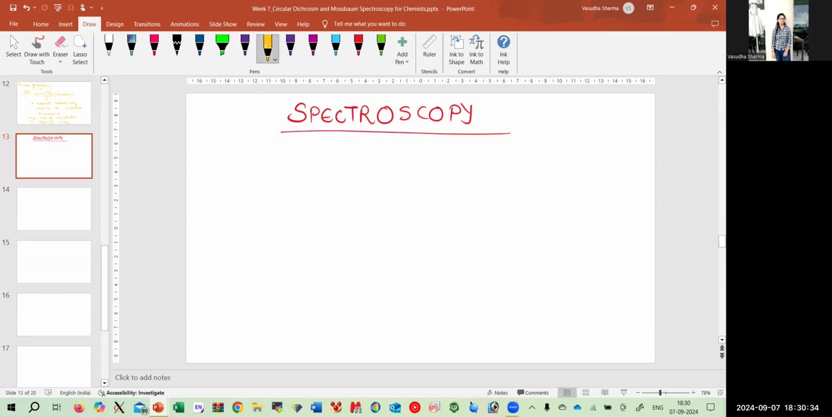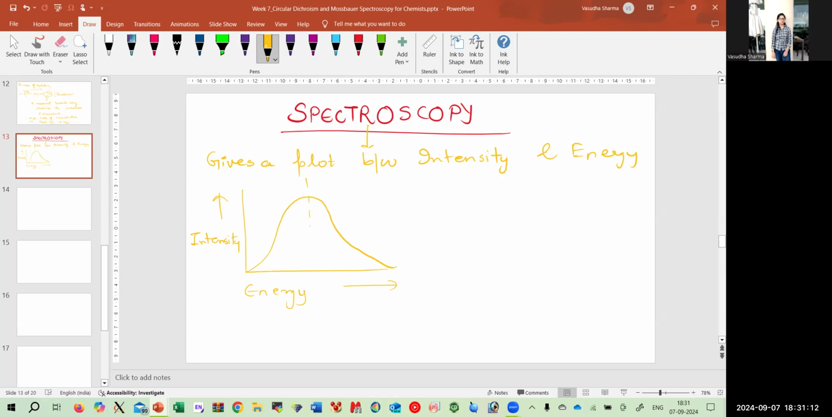So spectroscopy, if you talk about a spectrum, would give you a plot, in all the spectroscopy I'm saying, between intensity and energy. Any spectroscopy, if you take for that matter, would always be a plot where the y-axis is your intensity and the x-axis would be energy. And we know that energy can be written in different forms. In terms of wave number, we can define. In terms of wavelength, we can define.